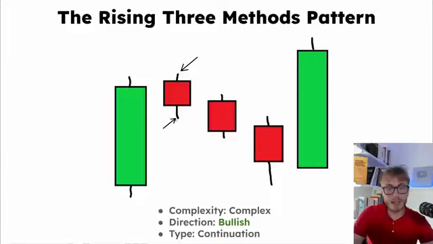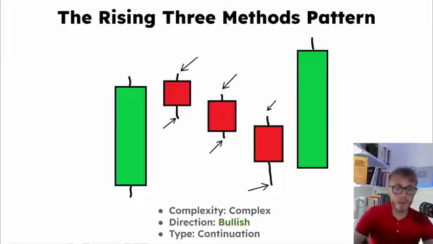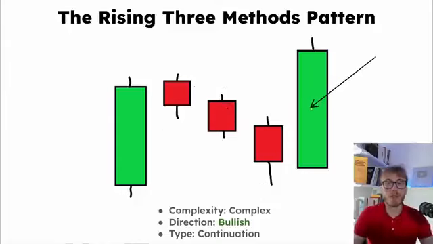As for the wicks of the small red candles, it's okay to have wicks on all of these candles. The important point here is that we want small real bodies on these candles. The last candle of the rising 3 methods is very important. Here we want to see a strong bullish candle.